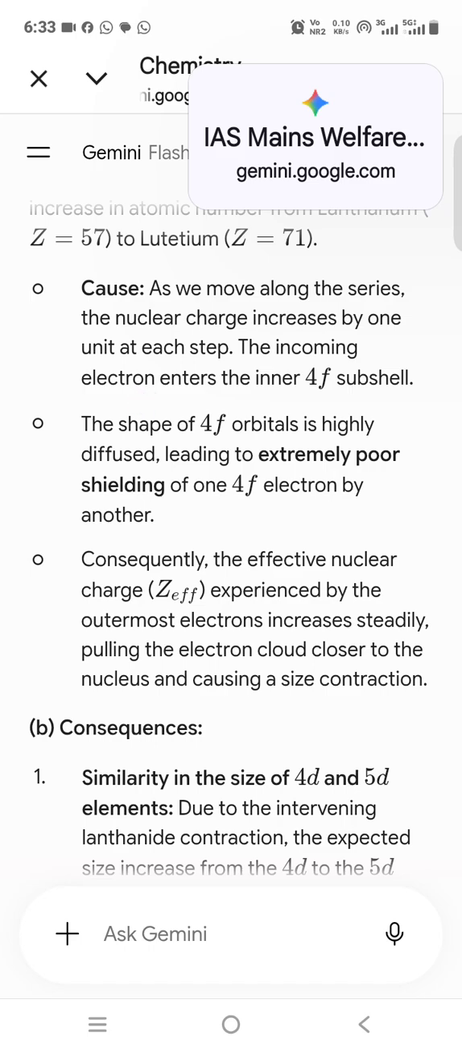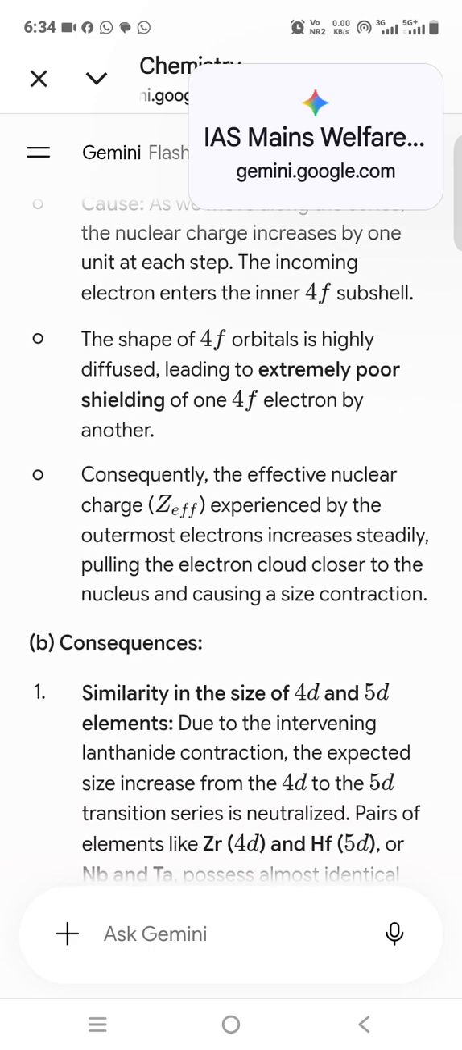Europium, Eu, Z equals 63, electronic configuration is [Xe] 4f7 6s2. By losing 2 electrons from the 6s orbital, it forms Eu2+, retaining a highly stable, symmetric half-filled [Xe] 4f7 configuration. Ytterbium, Yb, Z equals 70, electronic configuration is [Xe] 4f14 6s2. Losing 2 electrons yields Yb2+, which maintains a stable completely filled [Xe] 4f14 configuration.